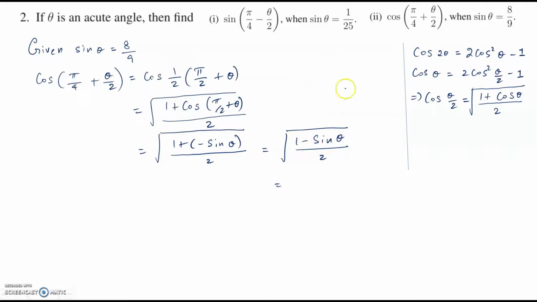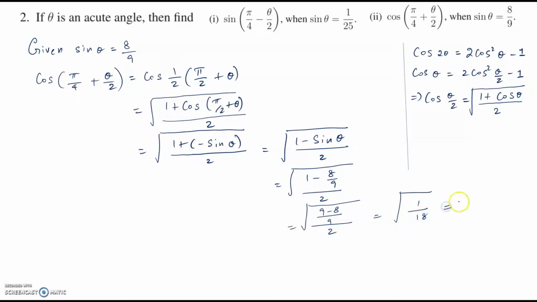Sine theta is given to be 8/9. So let's replace the value of sine theta here. 1 minus 8/9 divided by 2 would be equal to root of (9 minus 8)/9 divided by 2, which is equal to root of 1/18. This can be rewritten as square root of 1/(9 into 2), which is equal to 1/(3 root 2). That's our answer.